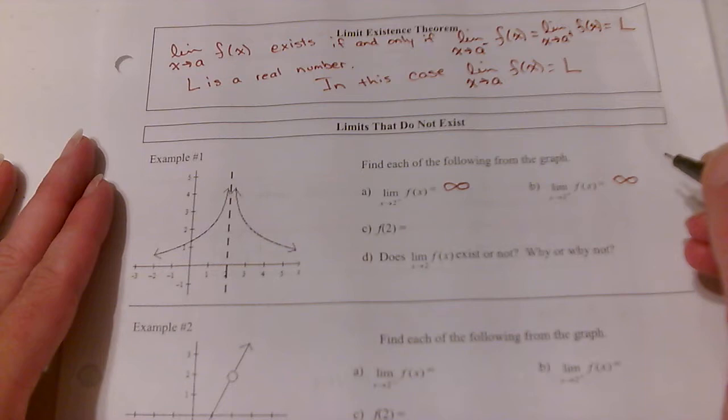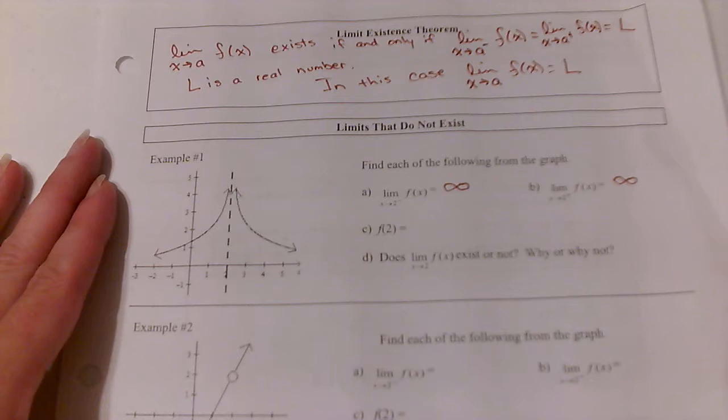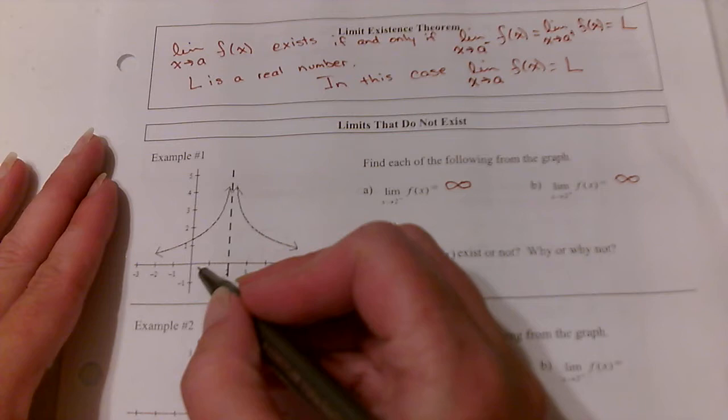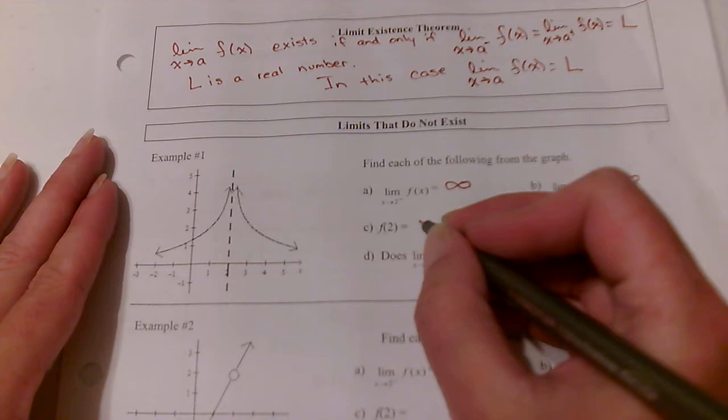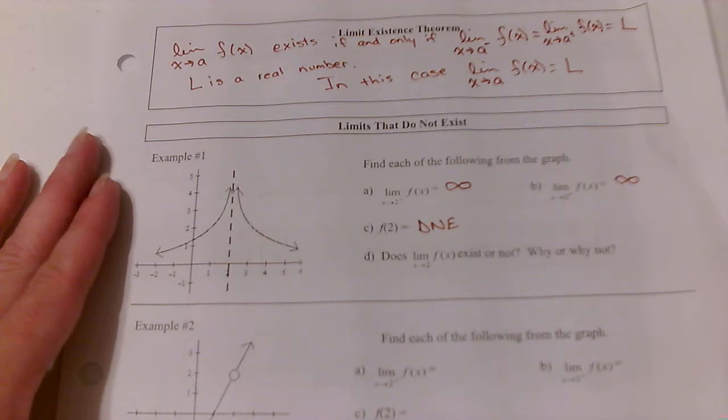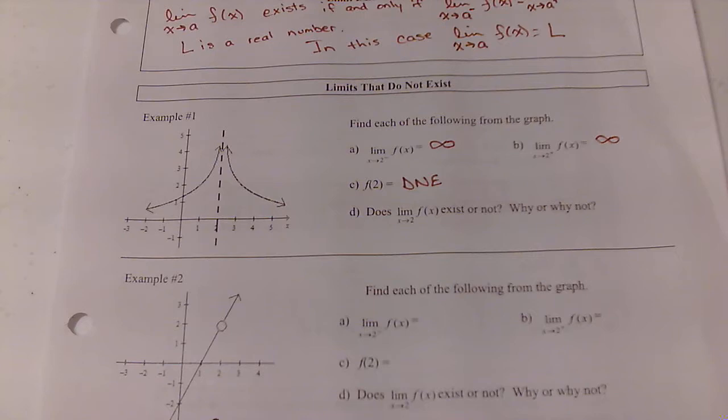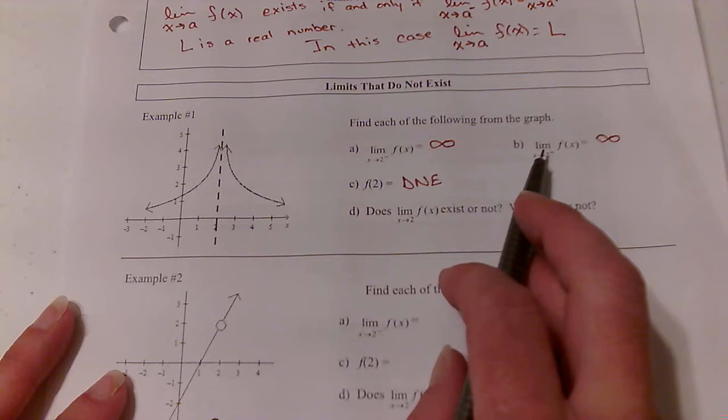Now, what is the y value at f of 2? That's an interesting thought. What is the y value when x is 2? So what is f of 2? It doesn't exist. There's an asymptote there. Now, does the limit as x approaches 2 of f of x exist or not? Well, the one from the left and the one from the right are the same thing. But is it a real number?